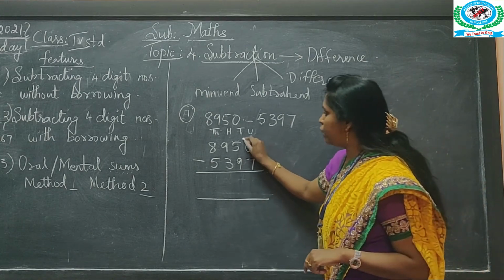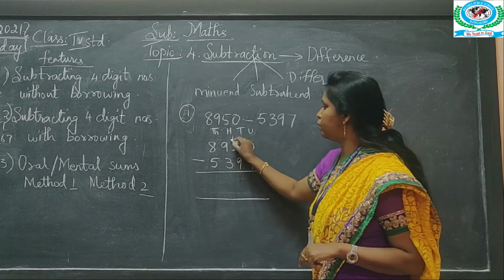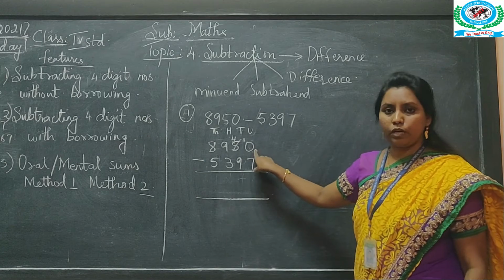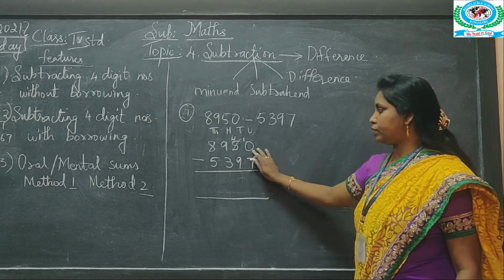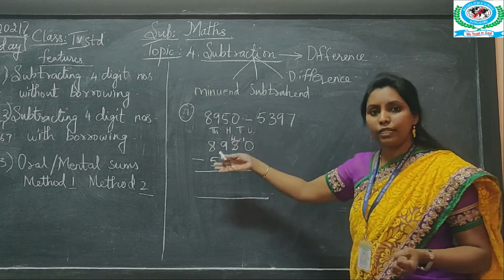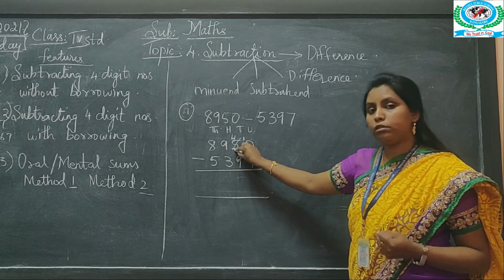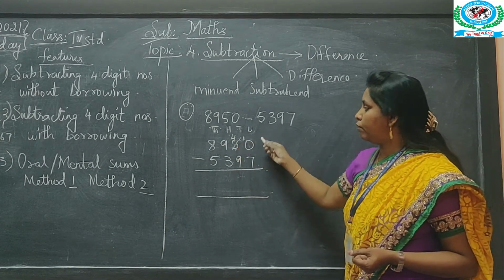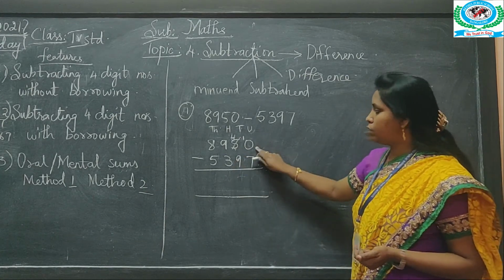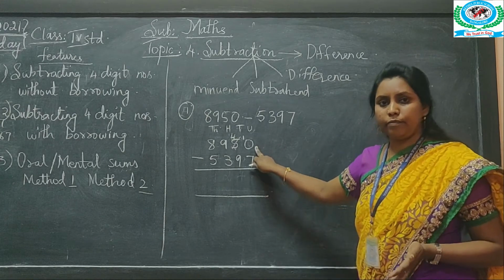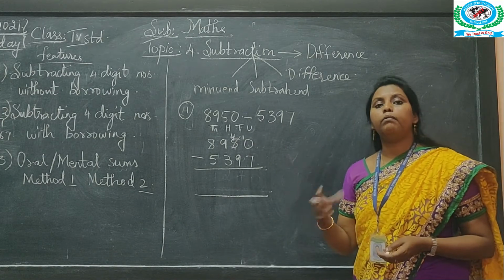So if you take 1 from this number, this will become 4 because you are borrowing it here. And this will become 10 because you are taking 10 from the tens place value. Now this is the tens place value, isn't it? This is 50. So when I take 10 from here, this will become 40. And the 0 in the units place will become 10.